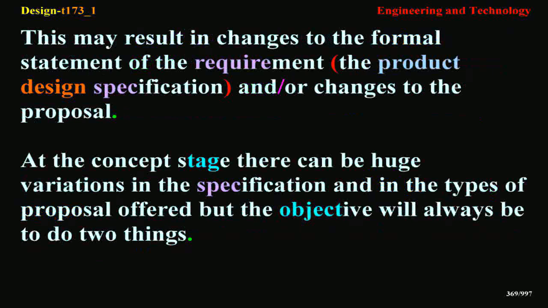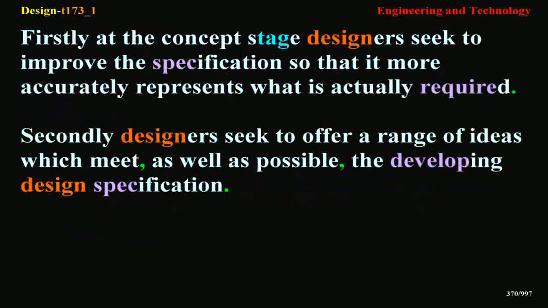This may result in changes to the formal statement of the requirement, the product design specification, or changes to the proposal. At the concept stage there can be huge variations in the specification and in the types of proposal offered, but the objective will always be to do two things. Firstly, at the concept stage designers seek to improve the specification so that it more accurately represents what is actually required. Secondly, designers seek to offer a range of ideas which meet, as well as possible, the developing design specification.